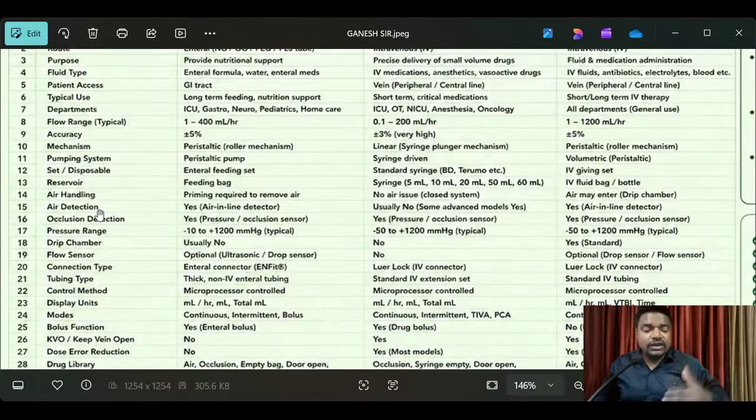So that is the thing I'm going to share with you right now. Okay, let's come to the point. Air detection and key points, see here.